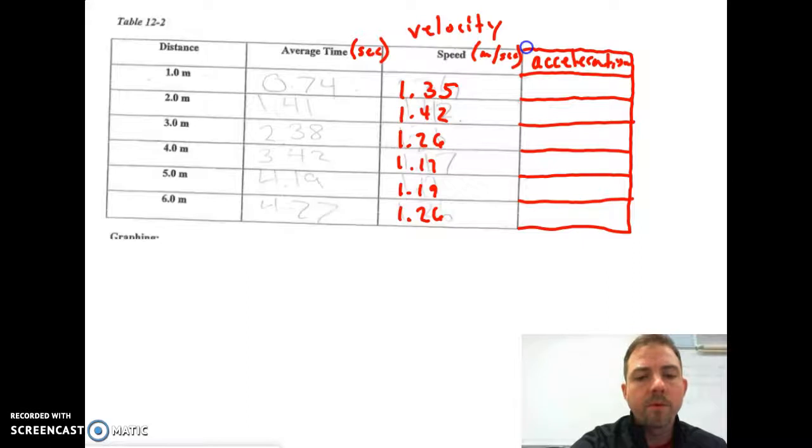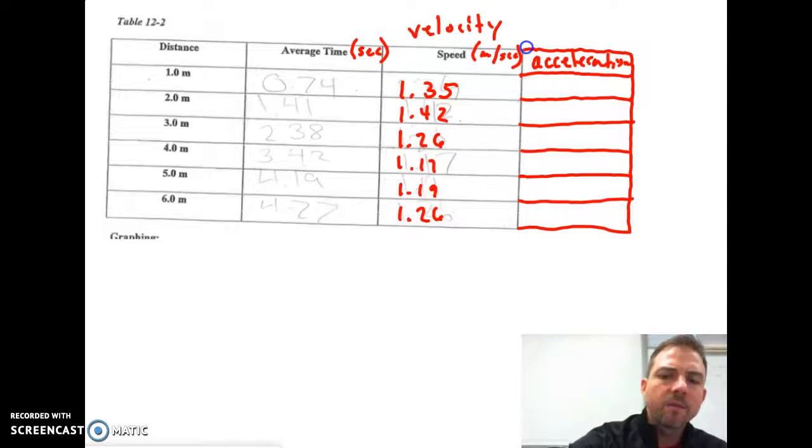Now we have 1.26. This is a smaller number than 1.42. So 1.26 meters per second shows us that the marble is starting to decelerate. Again, 1.17 shows us that the marble is decelerating across the floor. And then 1.19 and 1.26 meters per second, it appears that the marble is starting to accelerate again. In fact, it's the same speed at 6 meters as it was at 3 meters. So this is some interesting data.